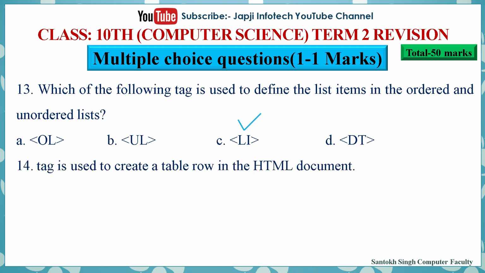And the 14th question is dash tag is used to create a table row in the HTML document. And the options are row, table row, TR, and the last one is R tag. And the right answer is TR tag is used to create a table row in the HTML document.